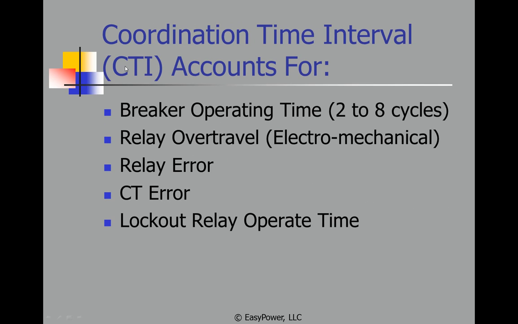So the coordination time interval, sometimes we abbreviate it CTI, accounts for the following extra time that we need to allow. The breaker operating time, which is somewhere between 2 cycles and 8 cycles, depending on the breaker. In the old days, we had relay overtravel, where the induction disc would continue to turn due to inertia after the fault went away. We had just relay error. No device is perfectly accurate. We have CT error. No current transformer is perfectly accurate. And we also have other auxiliary relays, such as lockout relays, that take some time to operate.